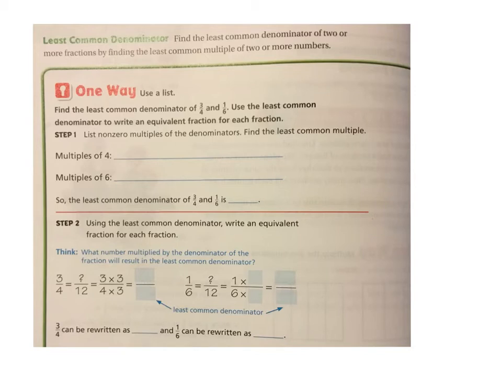So finding the least common denominator of two fractions like 3/4 and 1/6, again, you're going to look at the denominators, and we're going to look at listing out the multiples of those numbers again. So we're going to use the least common denominator to write an equivalent fraction for each fraction. So we're going to find the least common multiple, and then I'm going to just list out a bunch of numbers. Start with 4, counting by 4s: 8, 12, 16, 20, 24. I think I'm good stopping there.